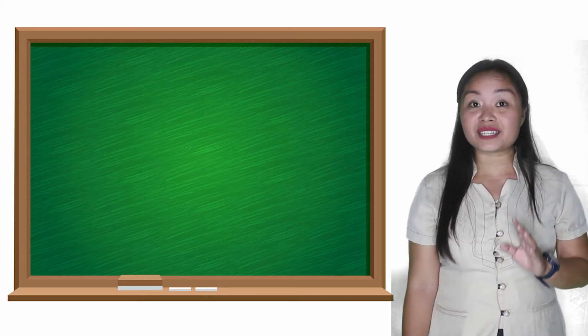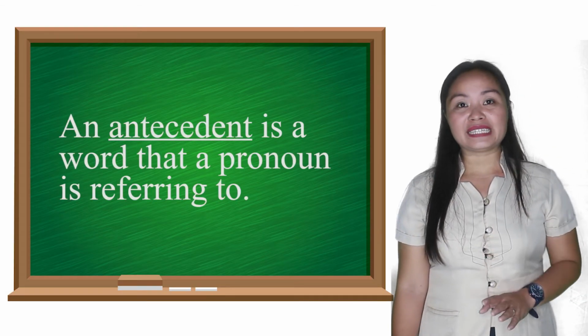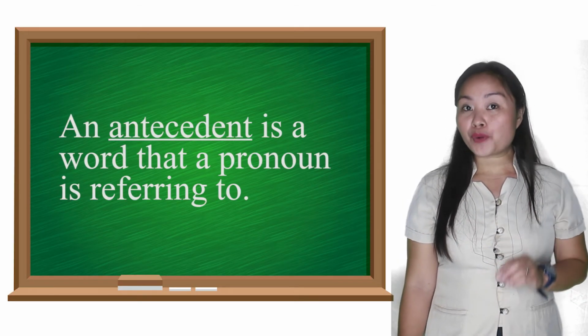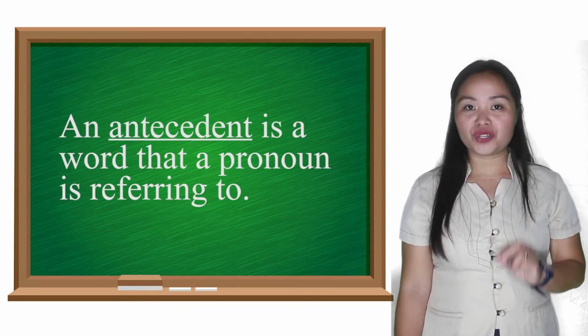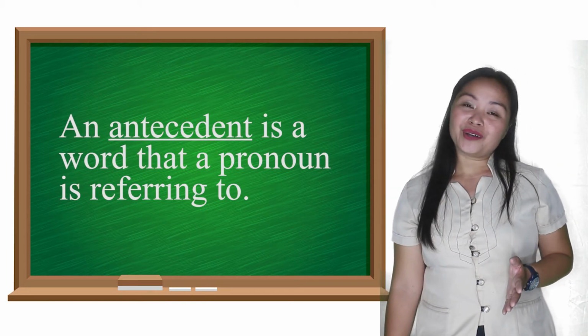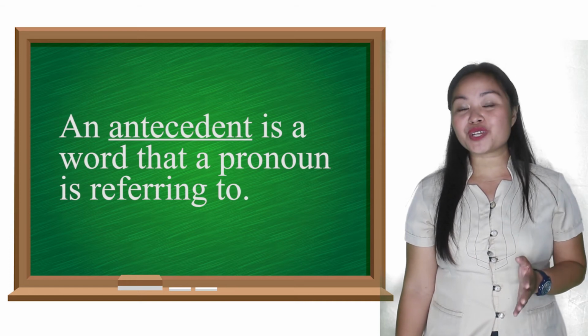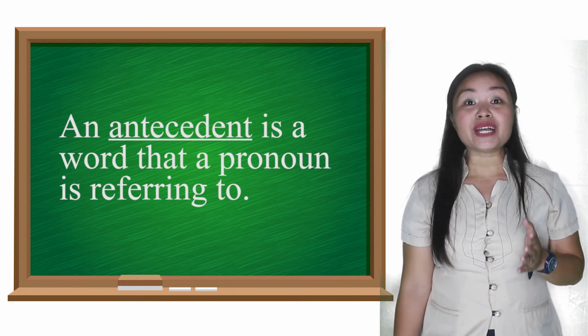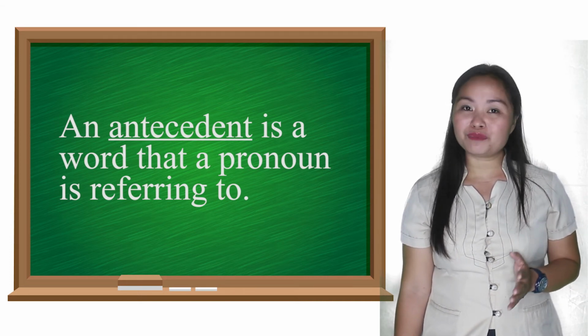Notice that these words are used with an antecedent. An antecedent is a word that a pronoun is referring to. Since these pronouns always refer to the subjects of the sentences, their antecedents will always be the subjects. Is everybody learning? That's awesome!